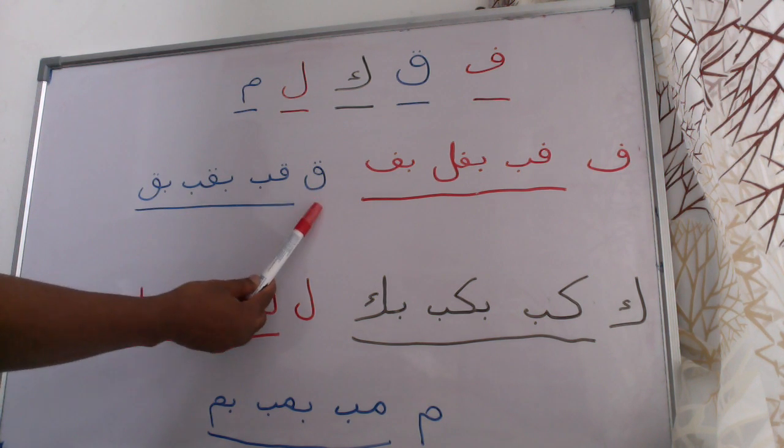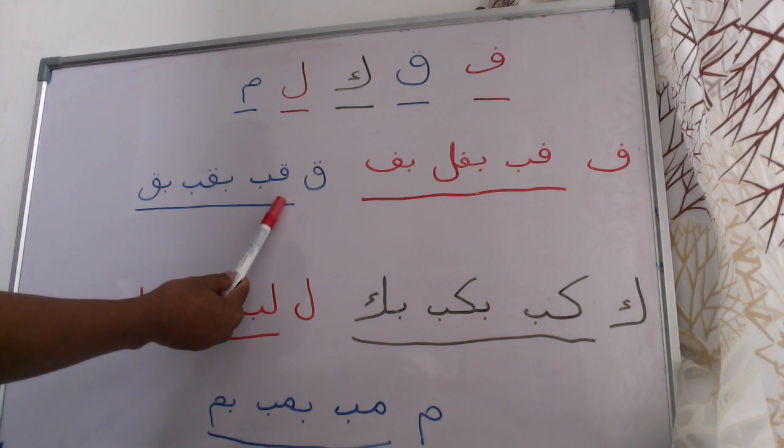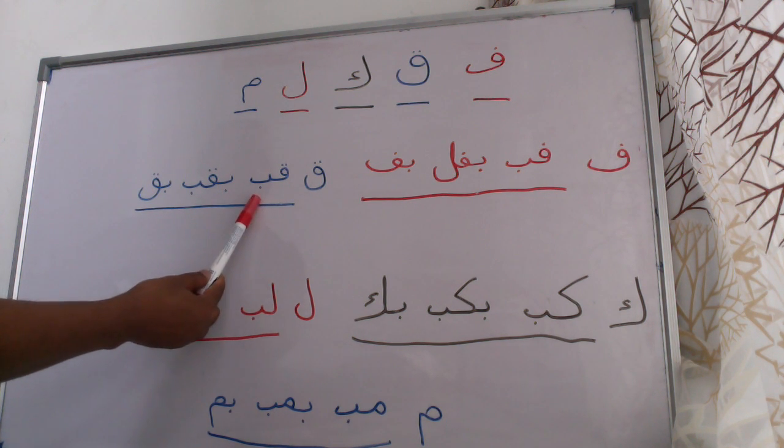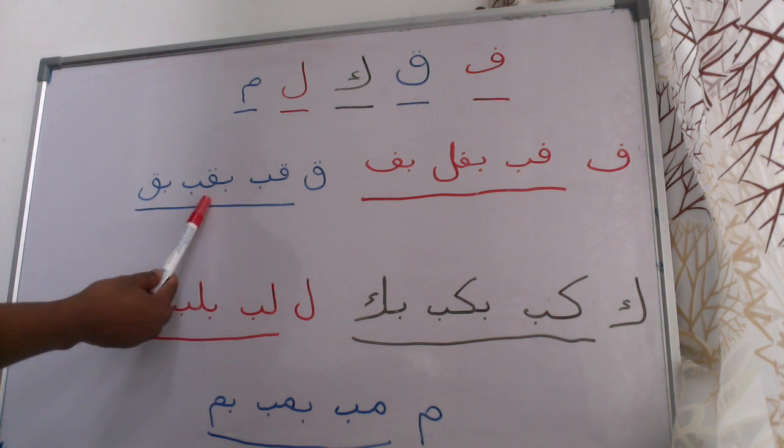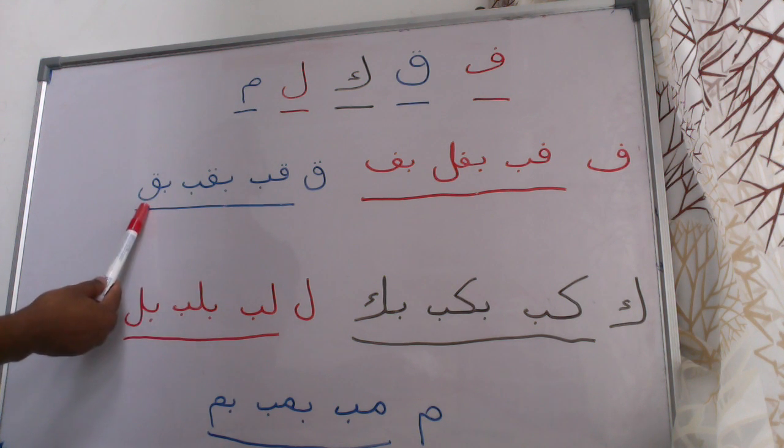Okay, here's a qaf in the beginning. It loses the tail to connect it to the ba. Here's a qaf in the middle between the two bas. And here's the qaf at the end, so the tail comes back.